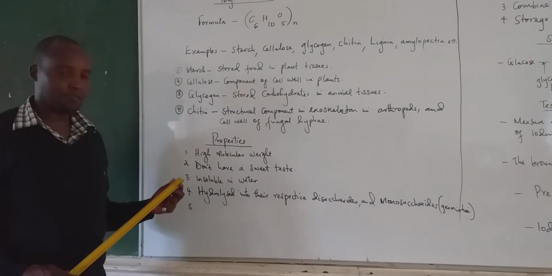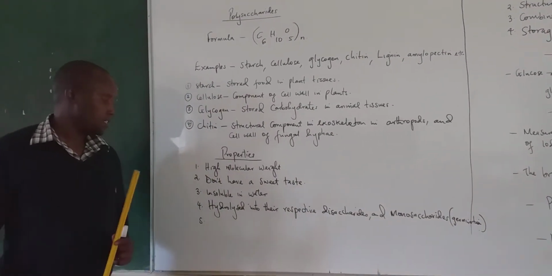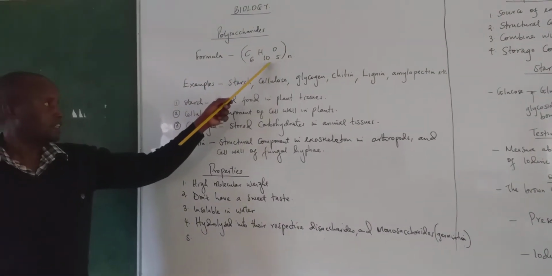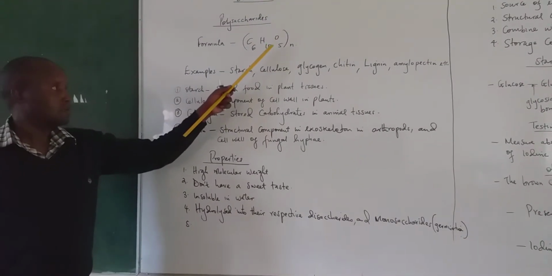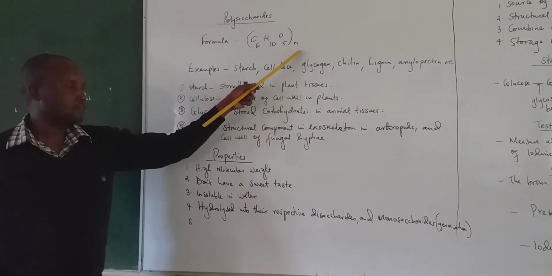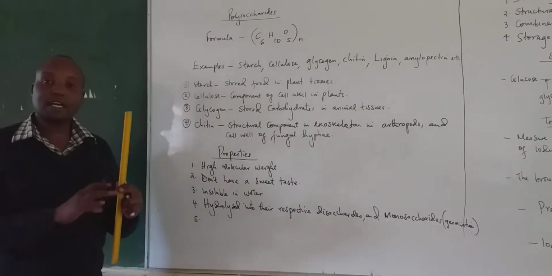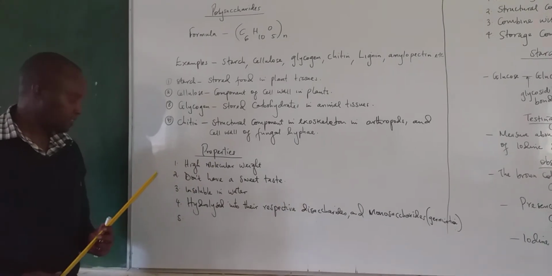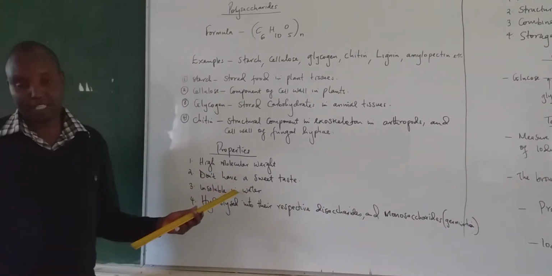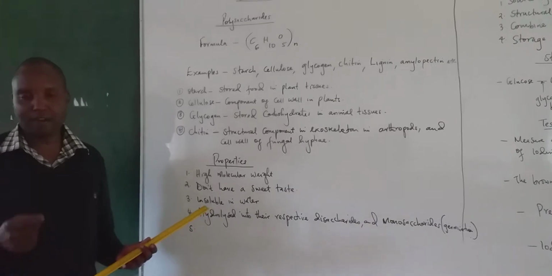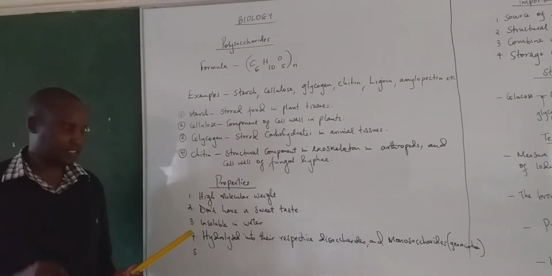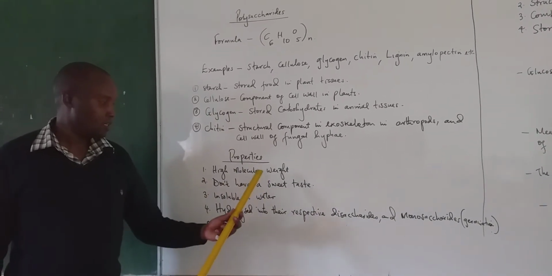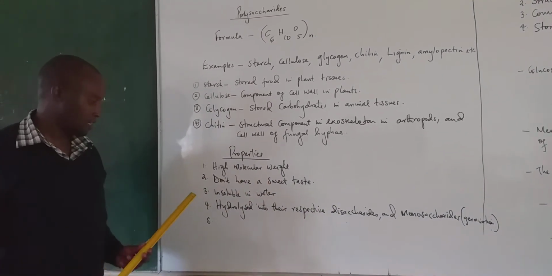Now, what are the properties of starch? Starch has a high molecular weight. Remember from the formula C6H10O5, if you multiply by several numbers like 5, 6, or 7, you get a large molecule. So it has a high molecular weight. Also, it doesn't have a sweet taste. If you taste starch, for example wheat flour, there is no sugary taste. So it is not sweet in nature.